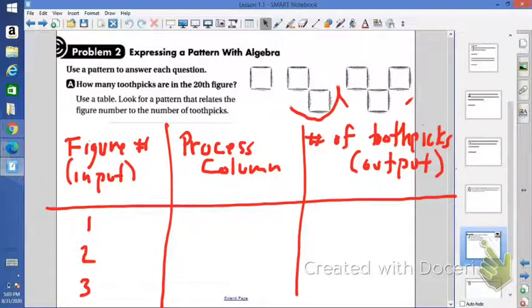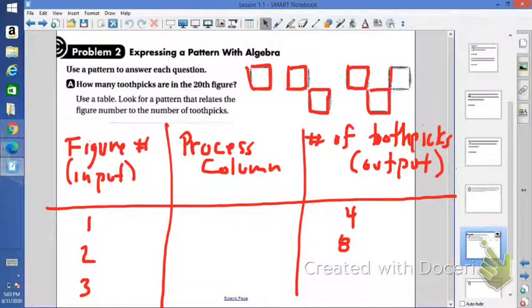If we look at the first figure, how many toothpicks are there? Well, there's 4. 1, 2, 3, 4 toothpicks make up the first figure. So I'm going to put that here. If I look at the second figure, 1, 2, 3, 4, 5, 6, 7, 8 toothpicks make up the second figure. 3, 4, 5, 6, 7, 8, 9, 10, 11, 12 toothpicks make up the third figure. So you can see how we have a pattern emerging.